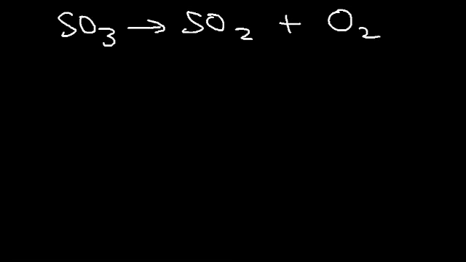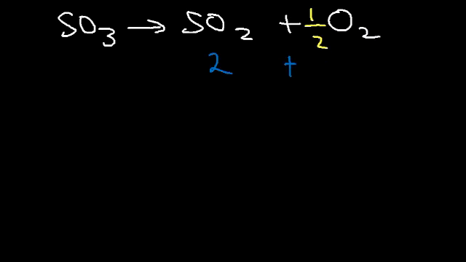So the number of sulfur atoms are equal, but the number of oxygen atoms are not. Now, we have 3 oxygen atoms on the left side, but we have 4 on the right side. However, if we put a 1/2 in front of O2, the number of oxygens will be equal. There's going to be a 2 in SO2, and a half times 2 is basically 1, so we have 3 oxygens on the right side, 3 on the left.